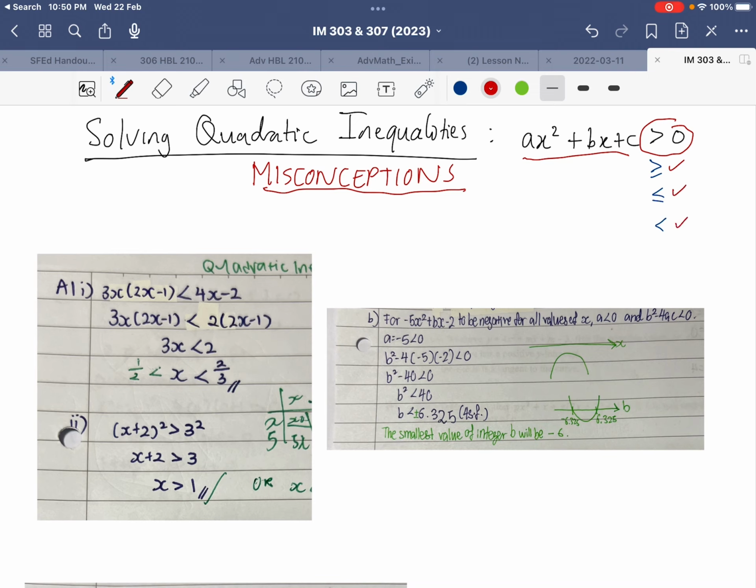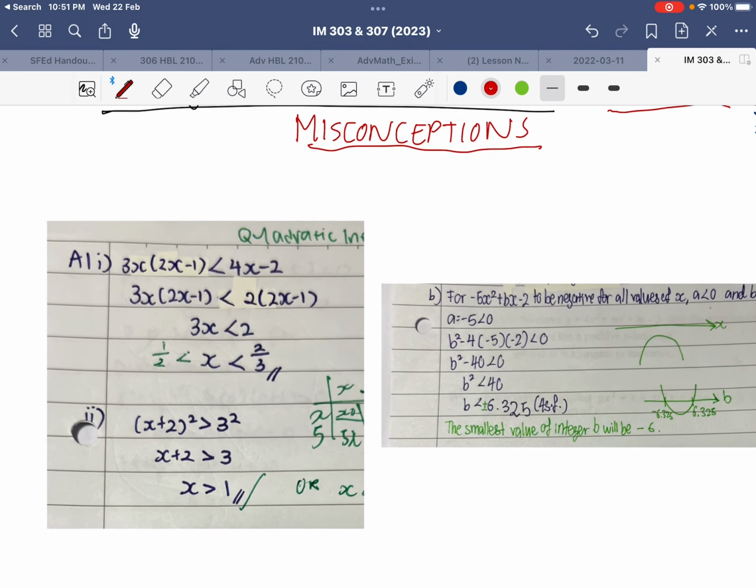Okay? So solving inequality is different from solving equations, especially for quadratics. One of the reasons is that solving inequalities will give you a range of answers instead of just one particular value. All right, so let's start with the first misconception.